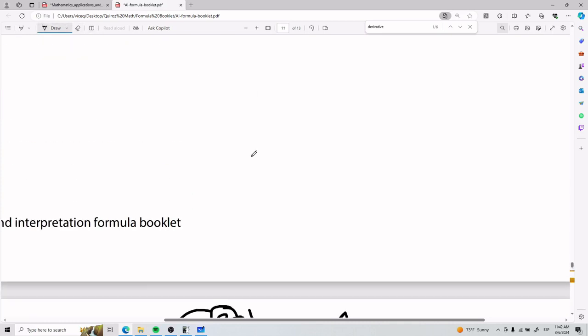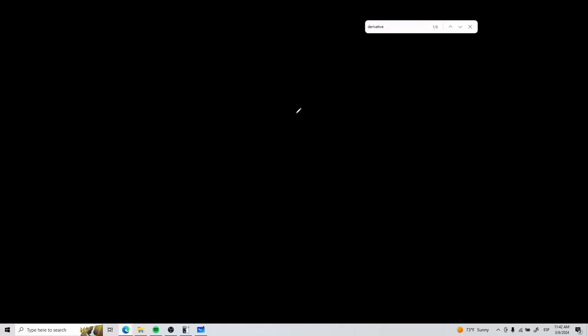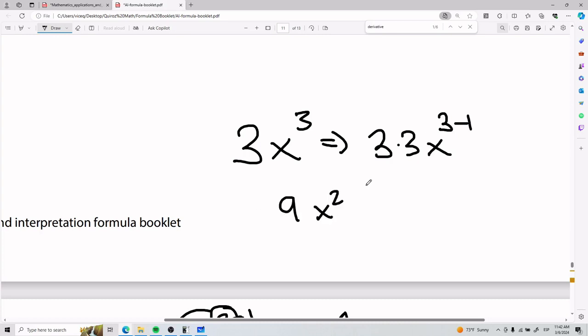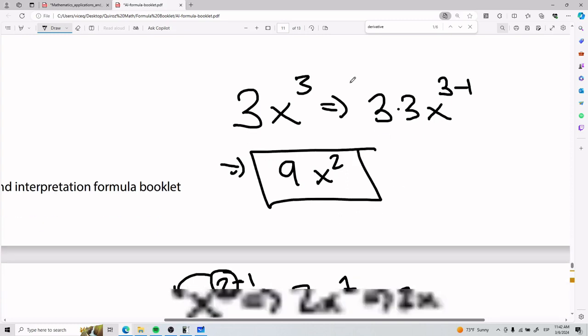Let's do another example, just so that we're very clear on this. If I have 3x cubed, see? If you do the derivative of this, you end up with 3 times 3 times x to the power of 3 minus 1. So that means I end up with 9x squared. The derivative of 3x cubed is 9x squared. That is the derivative of an exponent.